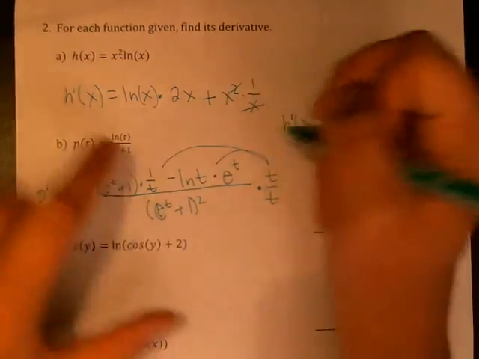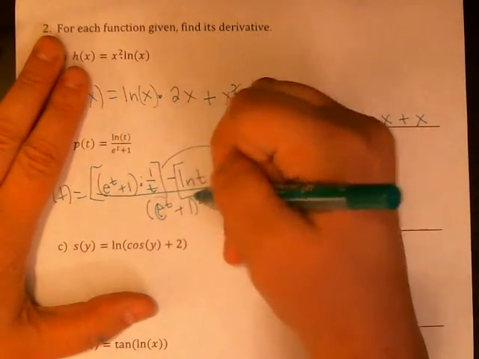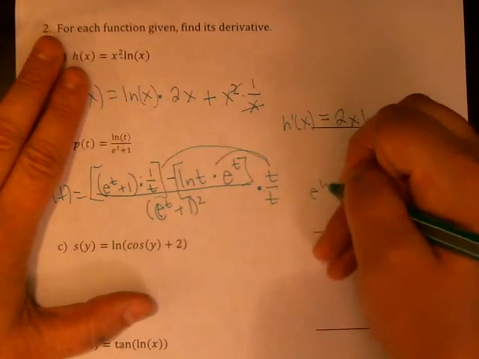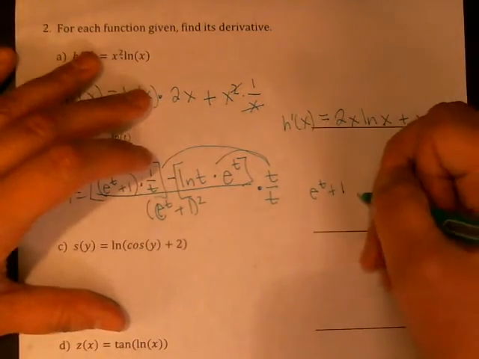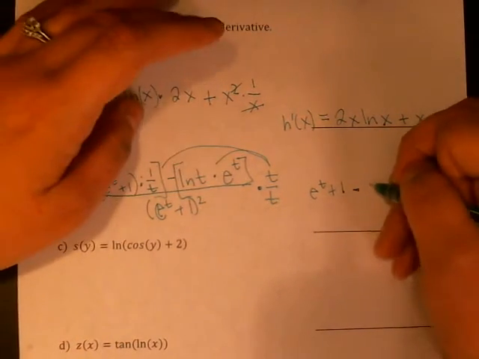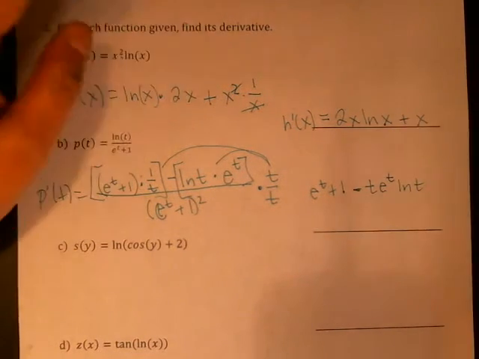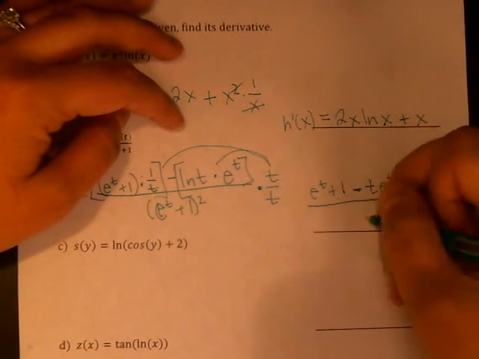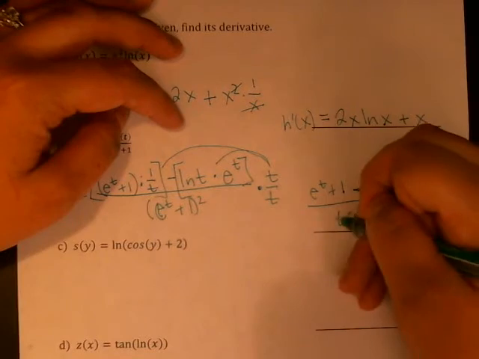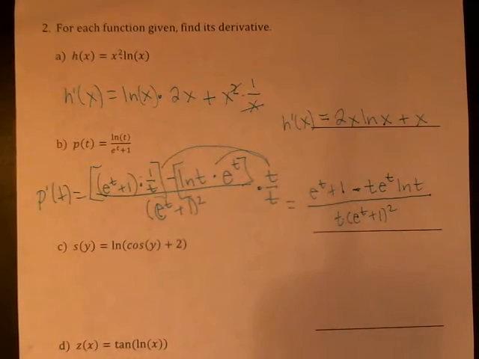You've got to make sure you distribute that in. So in this first one, this is one big term right here. It's hooked together by multiplication, so it's a single term, and the same thing with this. The t's cancel, so I'm left with the e to the t plus 1. And then I have a minus t, natural log t times e to the t. You can keep that in whatever order you want. I kind of like t, e to the t, natural log t. And then that's going to be divided by the e to the t plus 1 squared, and that has to get multiplied by a t as well. So that would be my final answer.